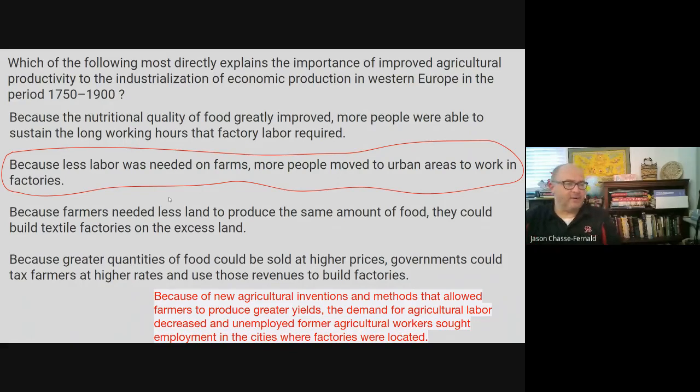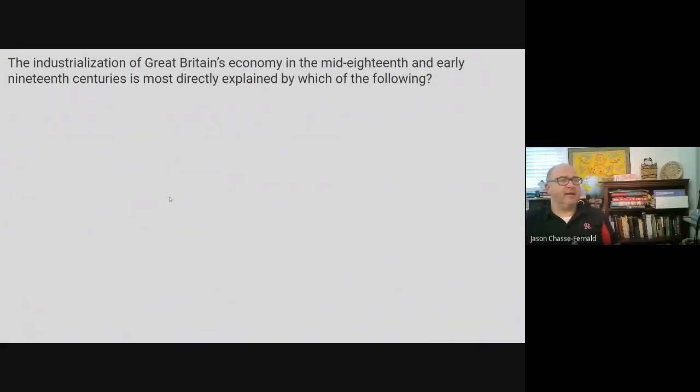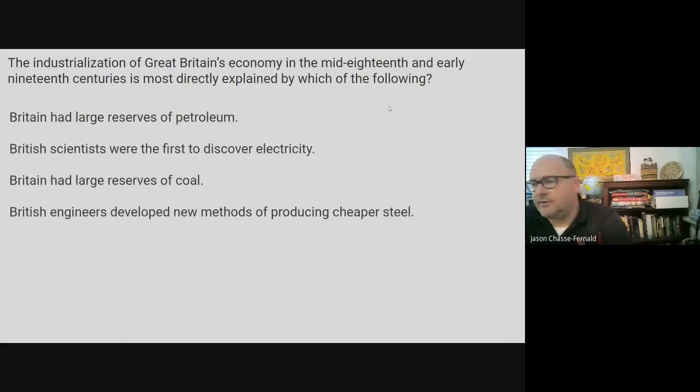All right, next question. The industrialization of Great Britain's economy in the mid-18th and early 19th centuries. When I read stuff like that, I'm still in the habit of going back and saying that means the mid-1700s and the early 1800s. I don't know why I always reinforce that, but I always feel like I have to. So the industrialization of Great Britain's economy in that period is most directly explained by which of the following? Go ahead and read through and unpause when you think you know the answer.